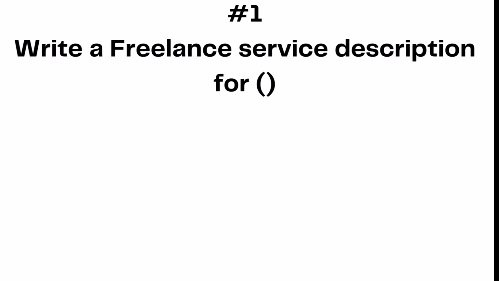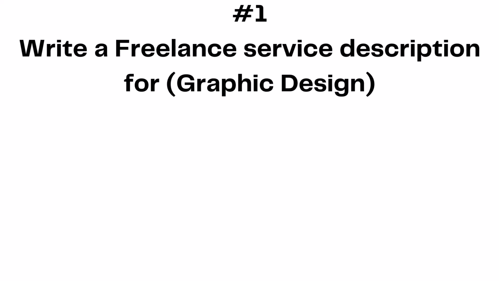Step 1. Start by typing in something like "write a freelance service description for" and then where you see the bracket right here, just insert the particular skill that you want to write about. So in our case, I'm going to type in here, "write a freelance service description for graphic design."